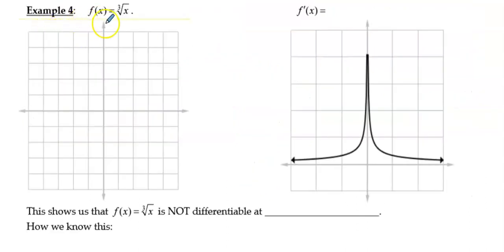So if we're looking at example number 4, this says f of x equals the cube root of x. All right, so let's just really quickly take a little graph and talk about this. When x equals 0, y is also 0, right? The cube root of 0 is 0. When x is equal to 1, y is going to be equal to 1. When x is equal to 2, y is just the cube root of 2. But when x is equal to 8, somewhere way out here, y is going to be equal to 2. So we have a graph that looks like this.